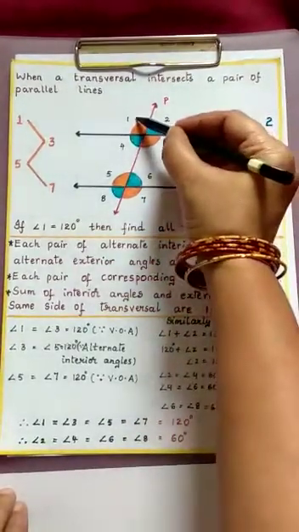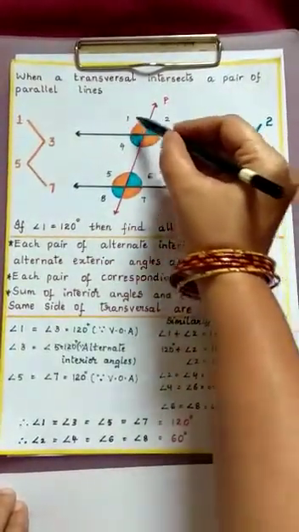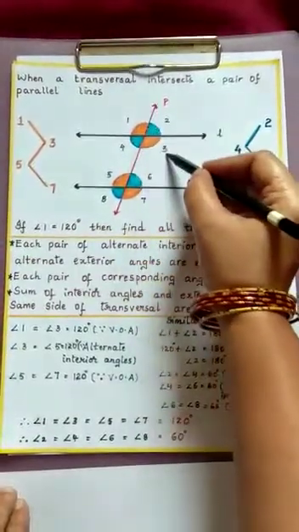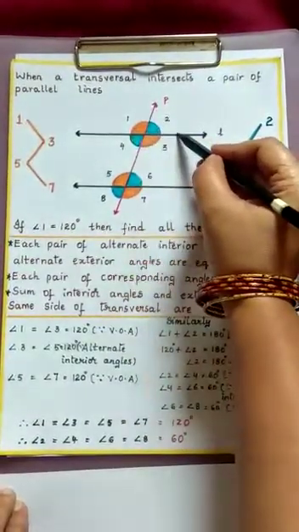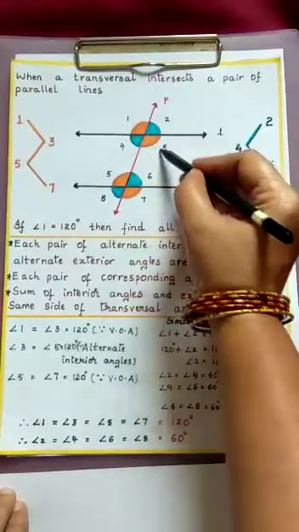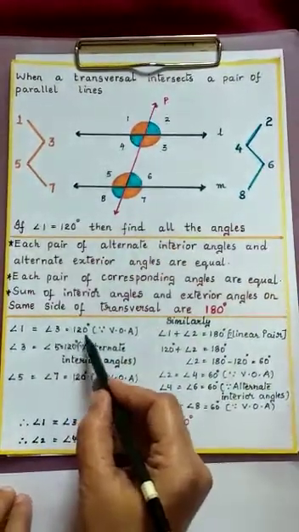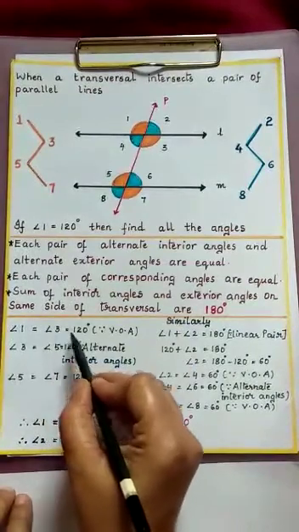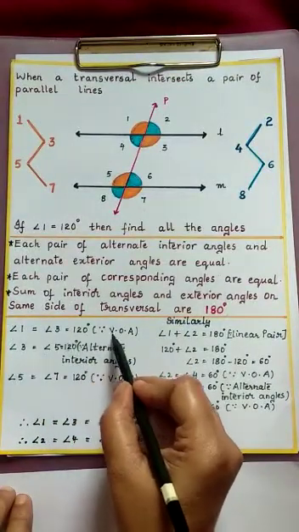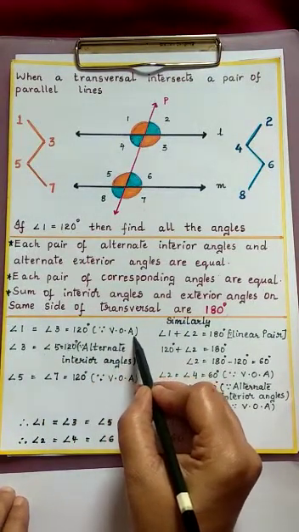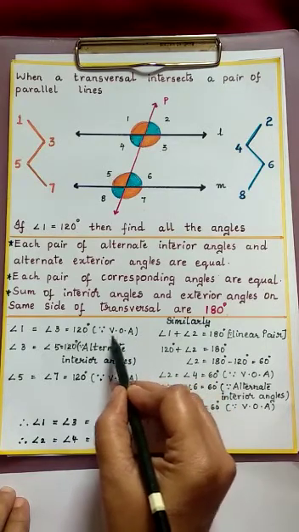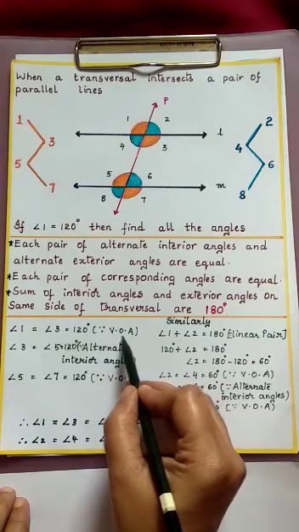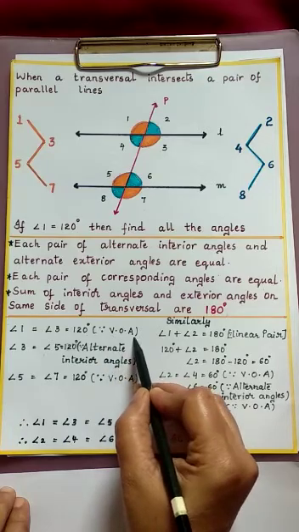Now you see here, angle 1 and angle 3 are vertically opposite angles. Here two lines intersect. As angle 1 is 120 degrees, angle 3 is also 120 degrees, since vertically opposite angles are equal. Here I have written the short form VOA. It means vertically opposite angles.